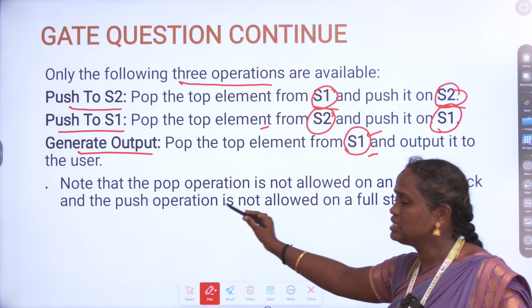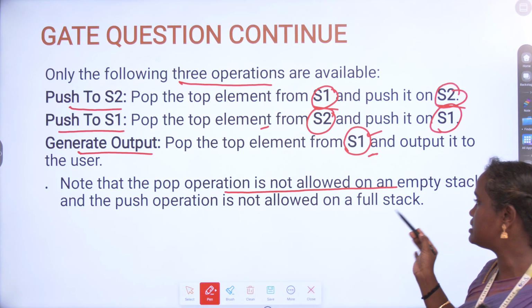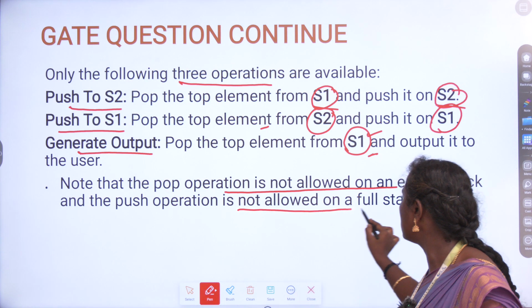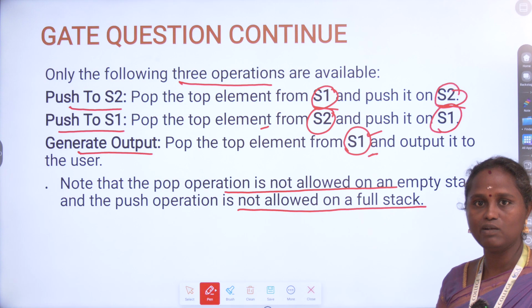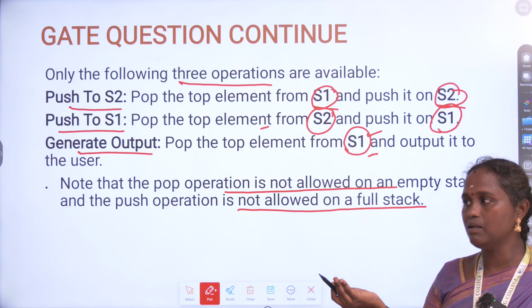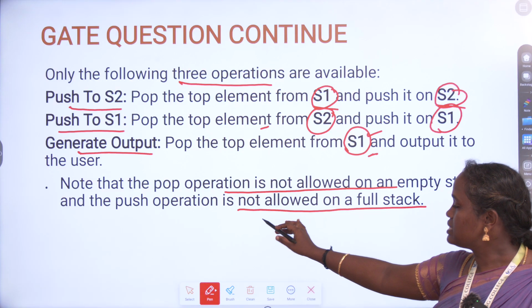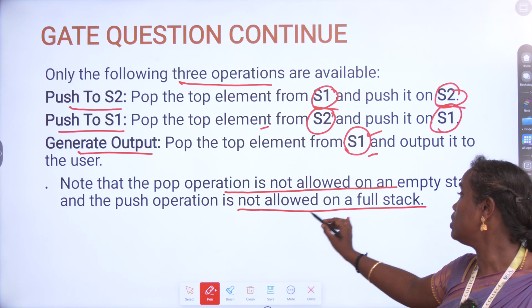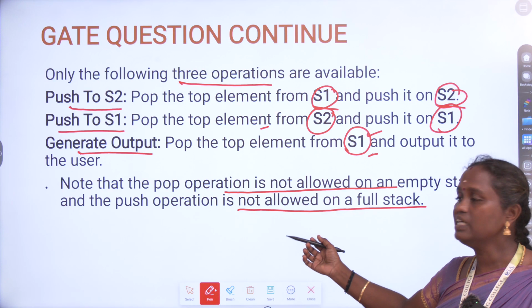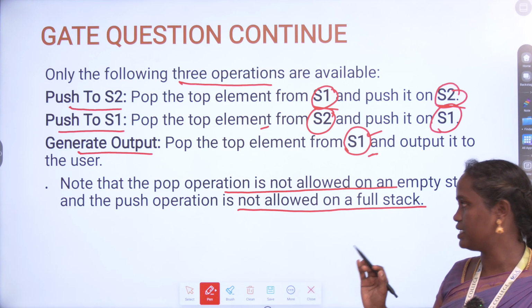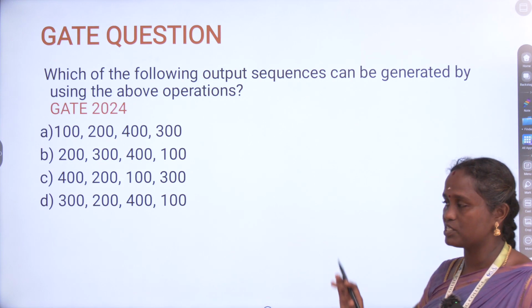What are the other conditions they have given? Note that pop operation is not allowed on an empty stack and push operation is not allowed on a full stack. What is the meaning of that? If a stack is empty, we can't perform a pop operation, right? What is a pop operation? We want to delete an element. Only if the element is inside can we delete it, right? So this is not possible. Push operation is not allowed on a full stack, which means if a stack is full, we can't insert any element onto the stack, right? So they have given this also, right? What's the next thing? We have to solve this question, right?